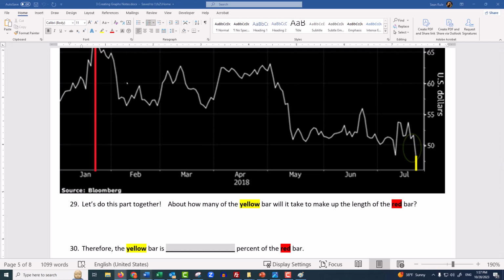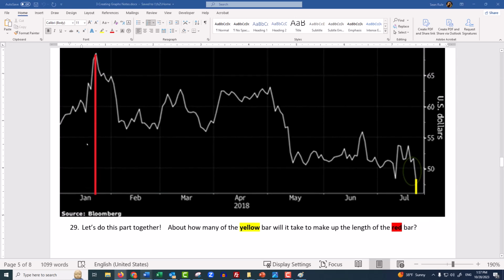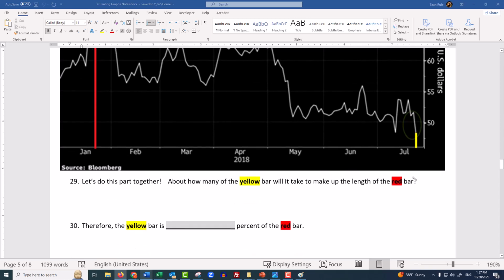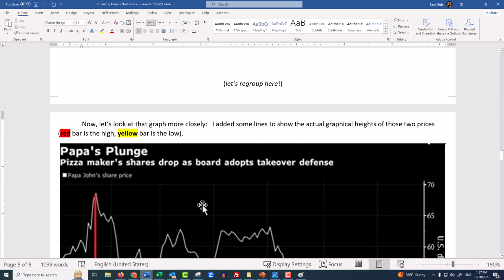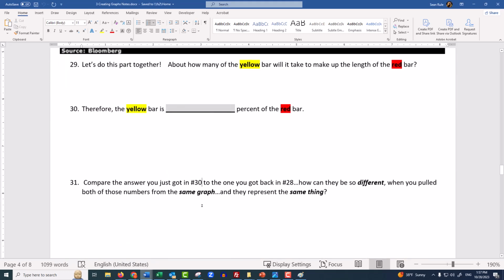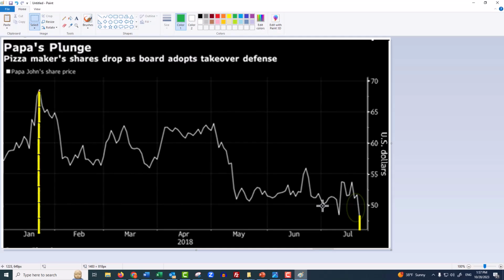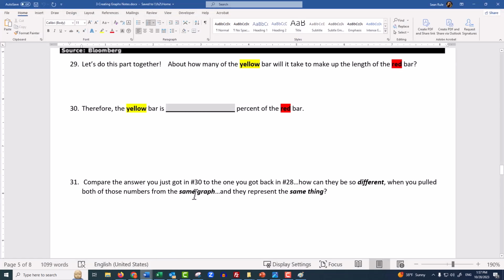Said a different way, if we ignore the numbers on the side and just use what the graph looks like, it looks like the stock lost almost 90% of its value because it's only 11%, which is very close to 10%. So I just said compare that answer, 11%, with the one you got back in 28, which was the 70%. They're nowhere near each other. But how can they be nowhere near each other if you pull them from the same graph? How can you look at the same graph 2 different ways and get 2 horribly different answers?